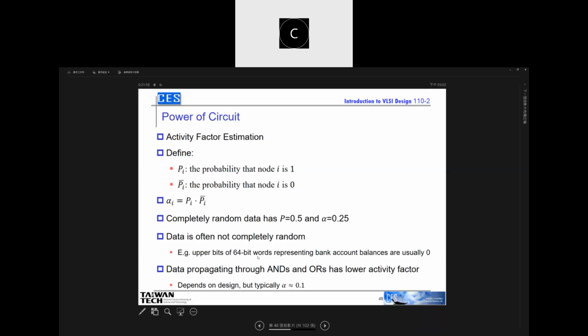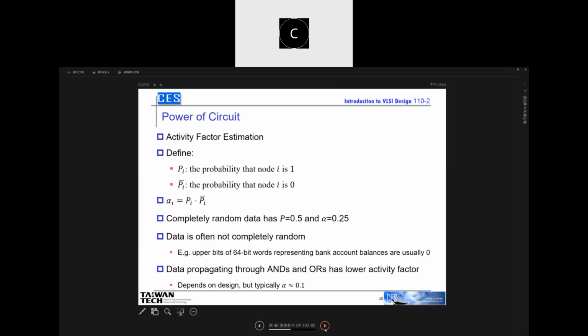There is actually quite a lot of research going on to design low power systems or low power circuits based on the analysis of the activity factor for different bits in different words. So that's one of the research topics. Another typical issue is that data propagating through AND and OR has lower activity factor, and depending on the design, usually it is like 0.1. That's the fact related to the AND gate and the OR gate.